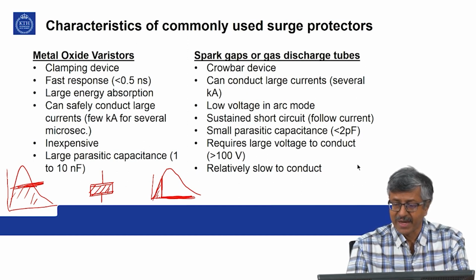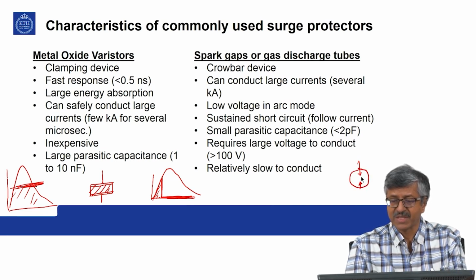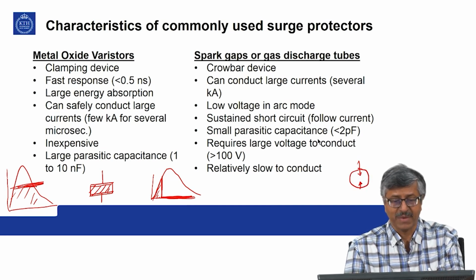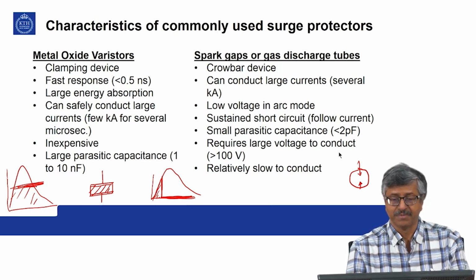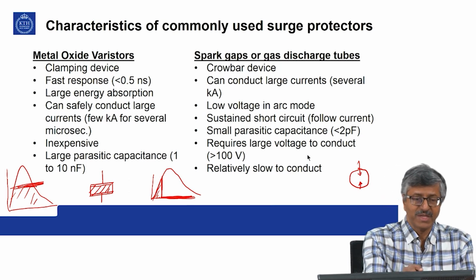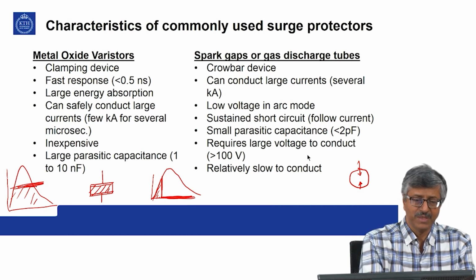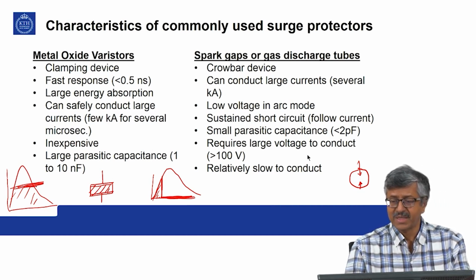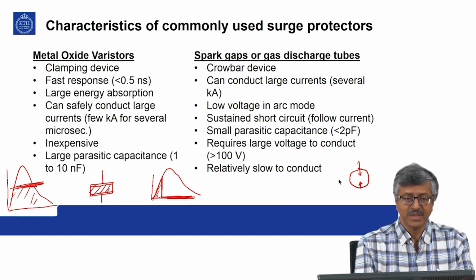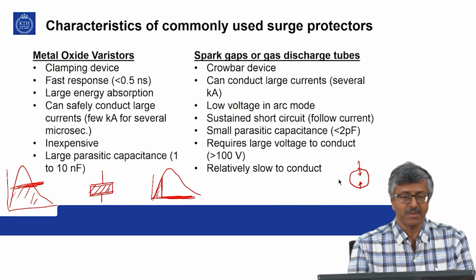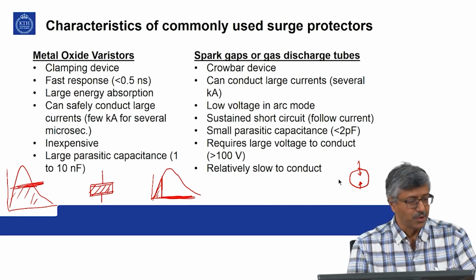It is more like 2 metal electrodes in a tube. So, you have very less surface area and very small parasitic capacitance. However, for this to break down, you require large voltage to conduct, whereas metal oxide varistors can be designed even for very small voltages, and the gas tube is relatively slow to conduct. So, these are the differences between metal oxide varistors and gas discharge tubes.